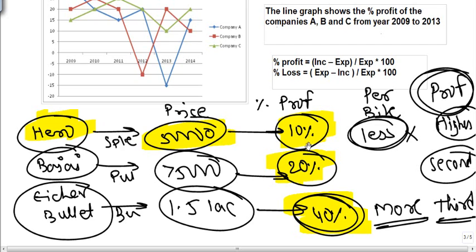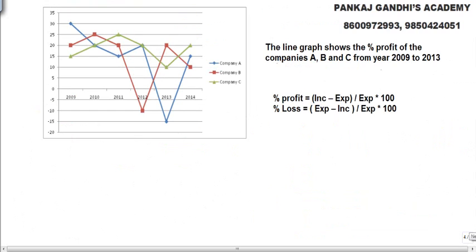फर्क समझ के लो बेटा. What I said here is percentage profit for Bullet is more, but amount wise Hero is highest because Hero sells lakhs of bikes, this sells thousands of bikes. Simple. One more example I'll give you.